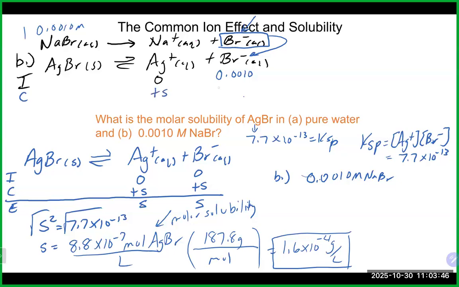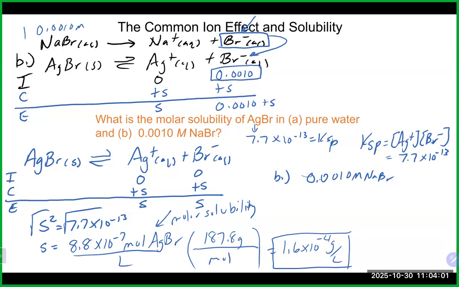We'll go plus S, and again at the end here, we'll go S and 0.001 plus S. Any questions on that there? So again, the sodium bromide here providing that initial concentration. Now, we're going to put it into our expression, which will give us S in this case times 0.001 plus S is equal to our KSP, which was 7.7 times 10 to the minus 13.